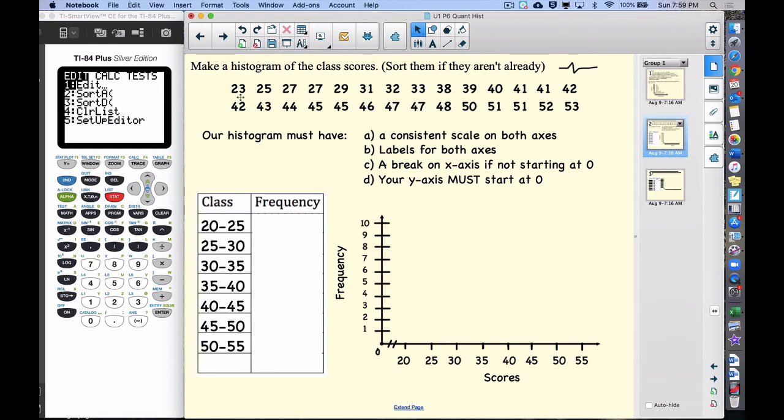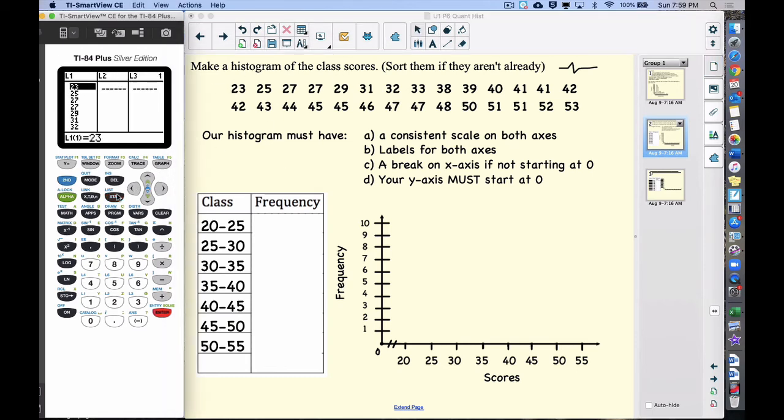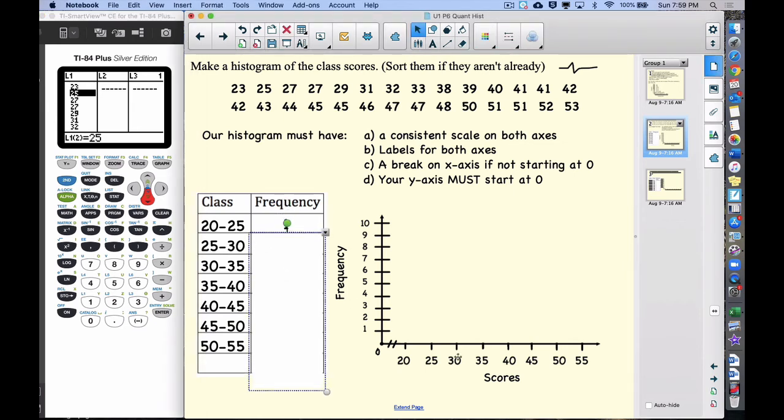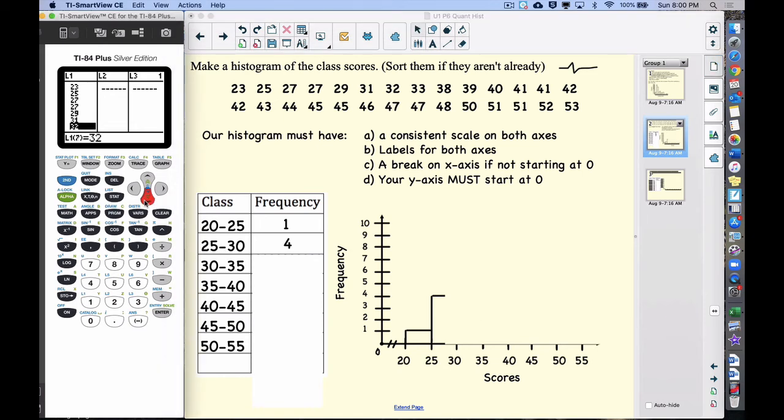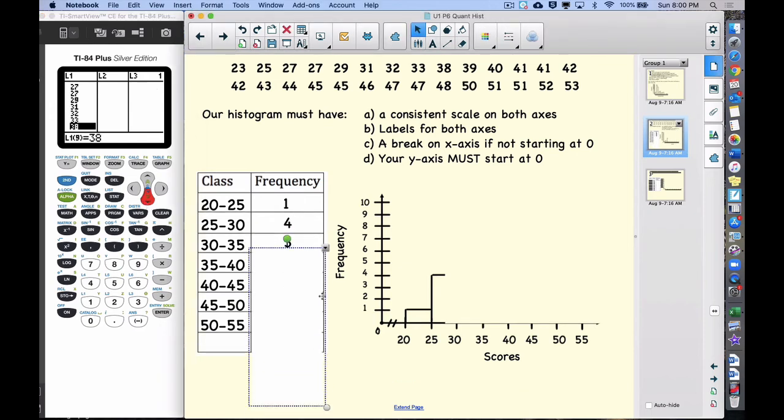But the idea is you would just sort your data, and then we're really just going to count how many data points are in each range. If I'm looking from 20 to 25, there's only one number in that range. When I get to 25, I just said a minute ago, I'm going to put that in the higher class. So my first bar is only going to go up to 1. From 25 to 30, I have 25, 27, 27, 29. That's 4 numbers. So my next bar should go up to 4. Then from 30 to 35, I've got 31, 32, 33. That's it. So I have 3 numbers between 30 and 35.